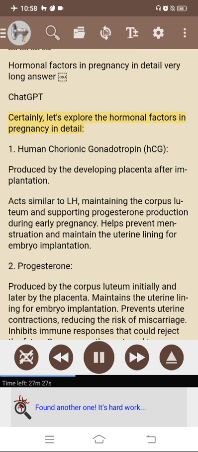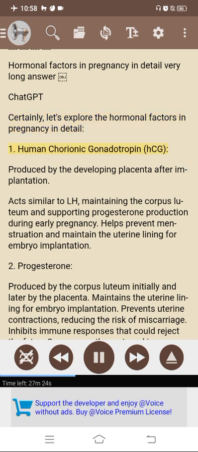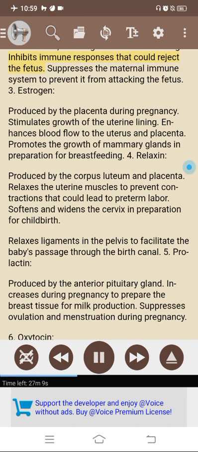Certainly, let's explore the hormonal factors in pregnancy in detail. 1. Human chorionic gonadotropin (HCG). Produced by the developing placenta after implantation. Acts similar to LH, maintaining the corpus luteum and supporting progesterone production during early pregnancy. Helps prevent menstruation and maintain the uterine lining for embryo implantation. 2. Progesterone. Produced by the corpus luteum initially and later by the placenta. Maintains the uterine lining for embryo implantation. Prevents uterine contractions, reducing the risk of miscarriage. Inhibits immune responses that could reject the fetus. Suppresses the maternal immune system to prevent it from attacking the fetus. 3. Estrogen. Produced by the placenta during pregnancy. Stimulates growth.